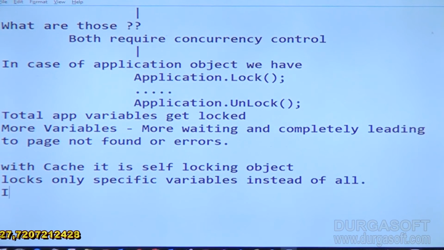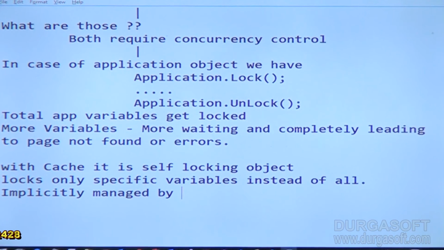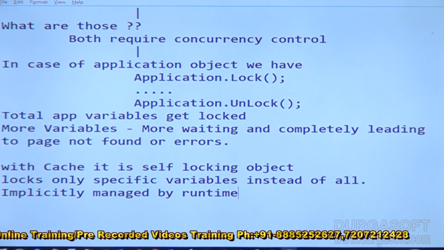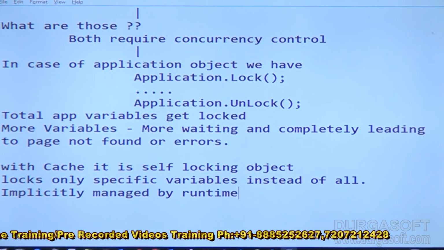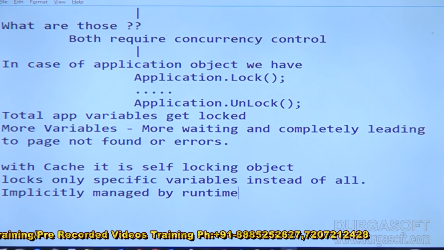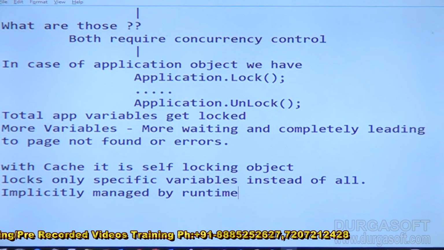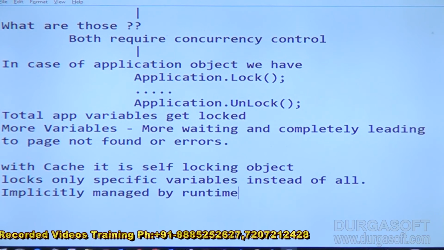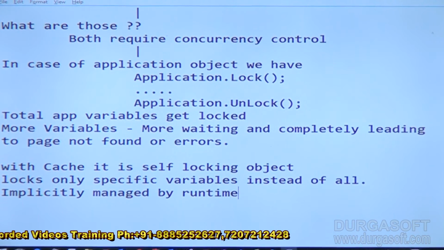Yes. And implicitly managed by runtime. This is good, you know. Please understand this. I will explain. Maybe I am not giving a lot about that, but I am explaining it. Once you create an application object, the life of that is till you remove it.